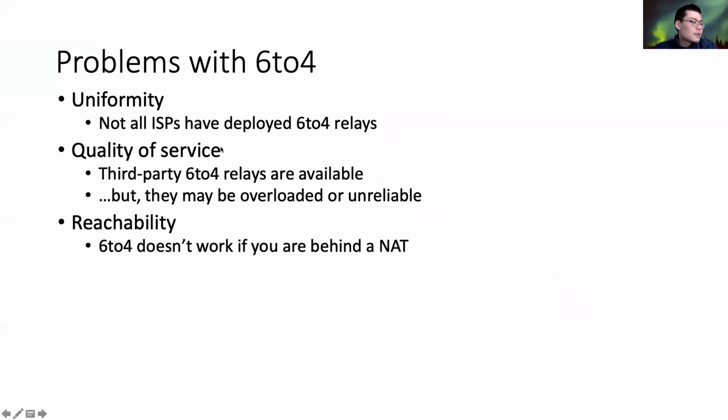There are some problems with 6to4. There's a uniformity issue: not all ISPs have deployed these relay routers. There's also some concern with quality of service. There are not many such routers, so they may be overloaded and may not be reliable. Another issue is reachability, because currently NAT, network address translation, means that if you have a public IP address, you can share it with a lot of computers. You have the internal IP, and the NAT interface router does the translation to direct to which internal computer you want to send. But 6to4 cannot work with this.